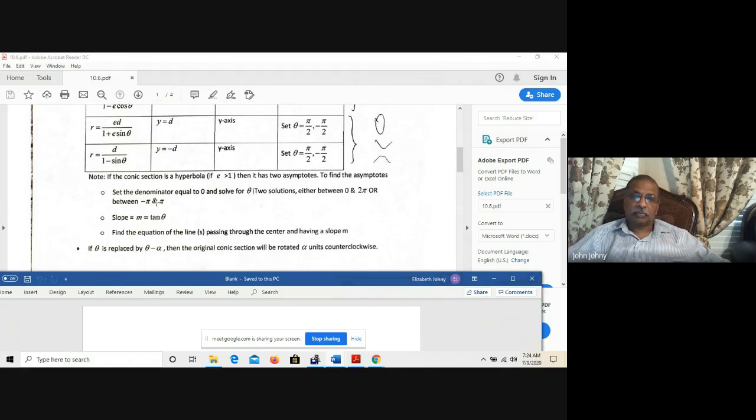So there are two asymptotes. You set the denominator equal to 0 and solve that trigonometric equation. Pick any two adjacent solutions. Slope is tan theta. And then you can find the equation of the asymptotes by using the formula y minus y1 is equal to m times x minus x1.